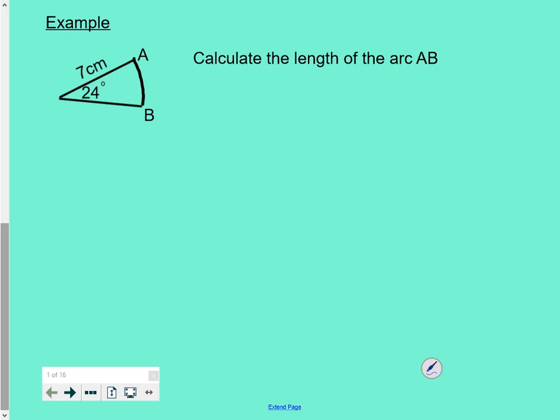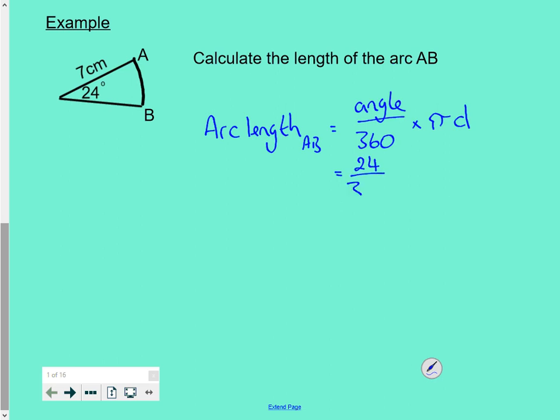So I'm going to have arc length. Now, the distance from A to B is going to be equal to whatever the angle is out of 360 times pi times my diameter. Now, the angle there is 24 degrees out of a possible 360. I'm timesing that by pi, and I'm timesing that by my diameter. Now, that there is the radius, because it's going from the center to the edge, so I need to double it to get my diameter.